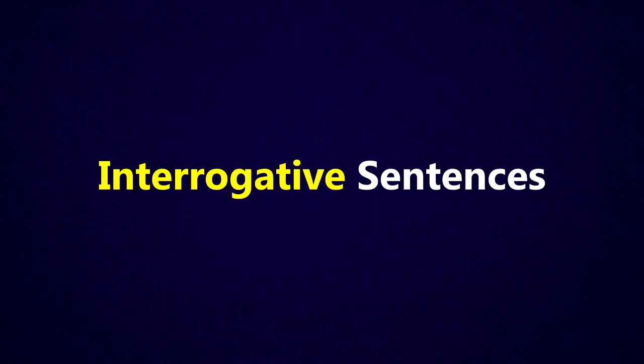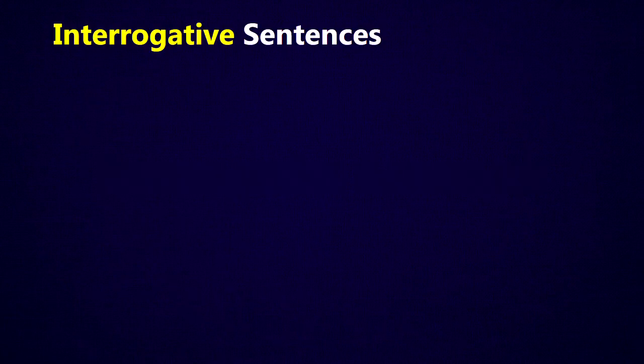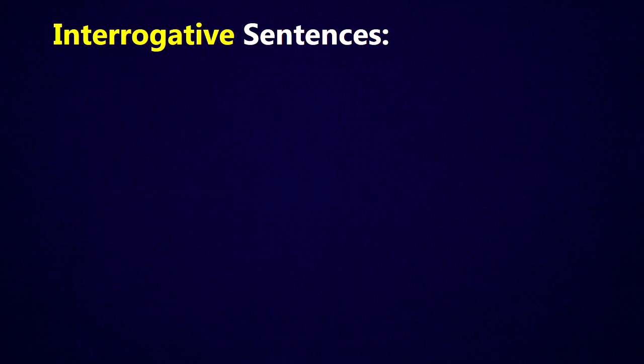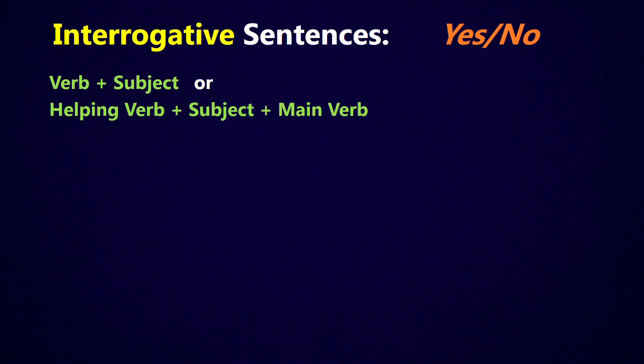So this last kind of sentence we're going to look at is called the interrogative. And the interrogative is just a question. We've got two basic types of interrogative sentences in English: yes/no questions and information questions. So yes/no questions. The order of the words in a yes/no question are either verb subject or helping verb subject main verb. So the verb subject ones are when the verb is a form of the be verb.